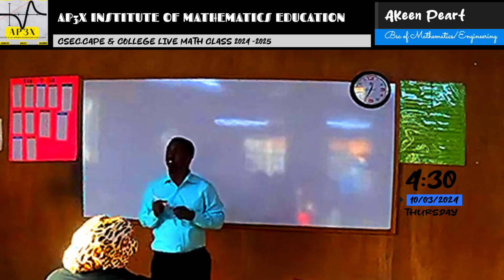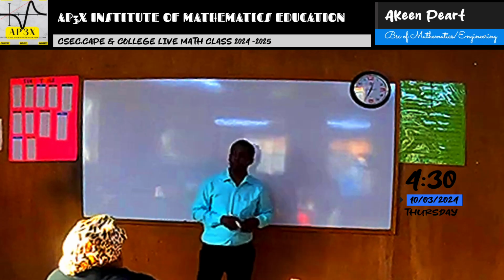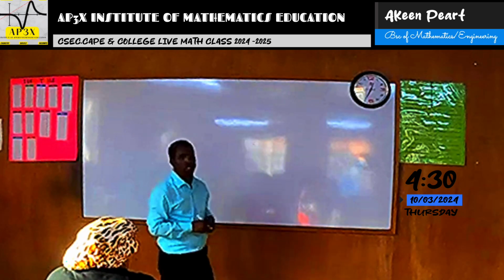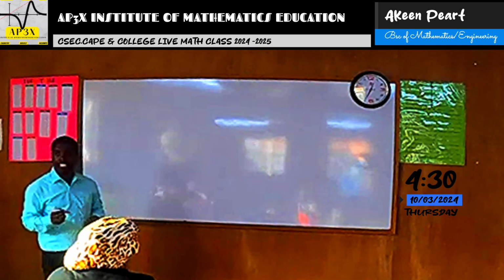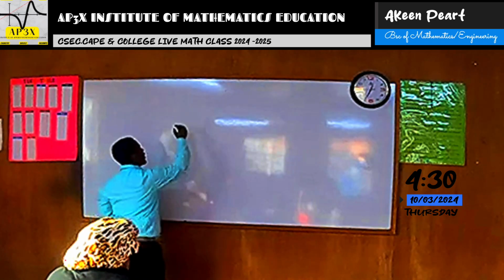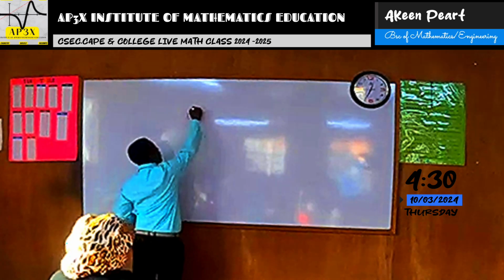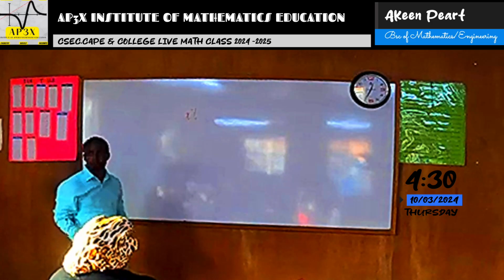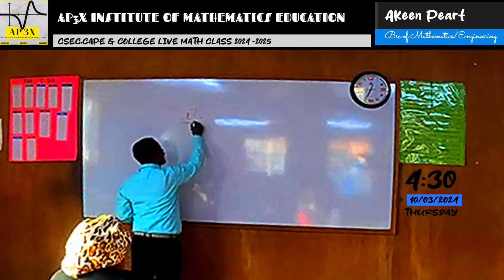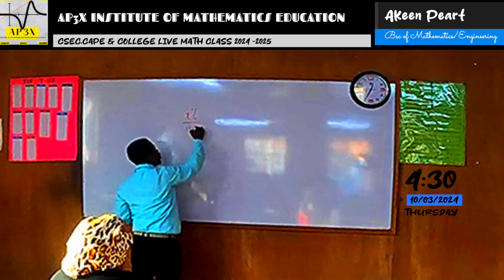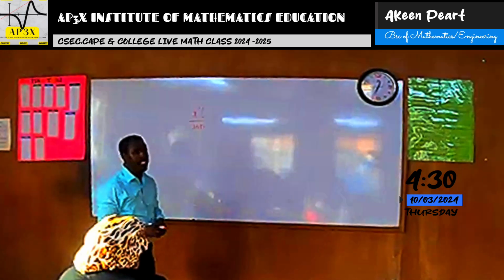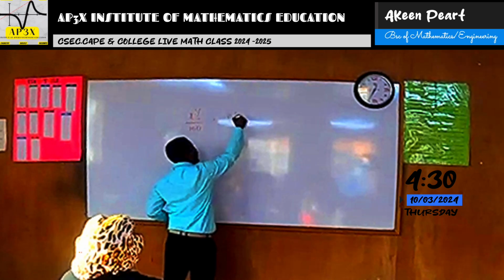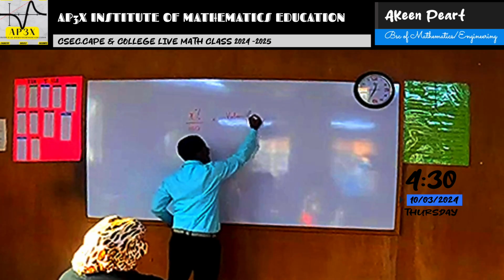The percentage formula is X percent, that is X with the percentage symbol, divided by 100, and you would therefore multiply this by the value of what we're finding the percentage of.